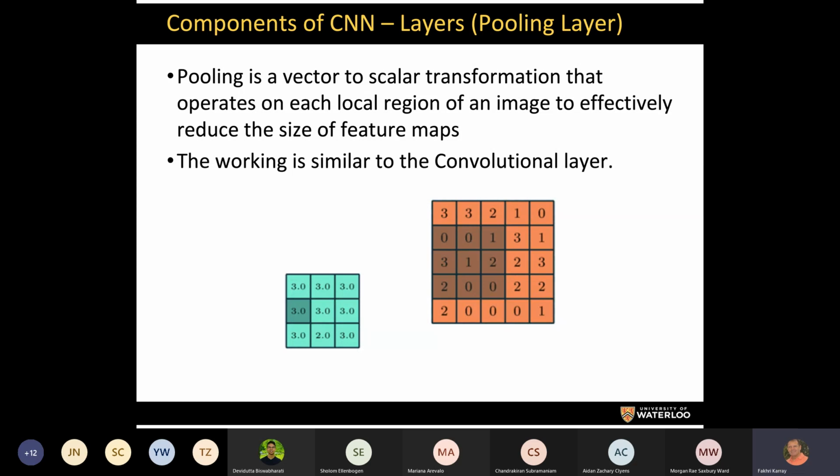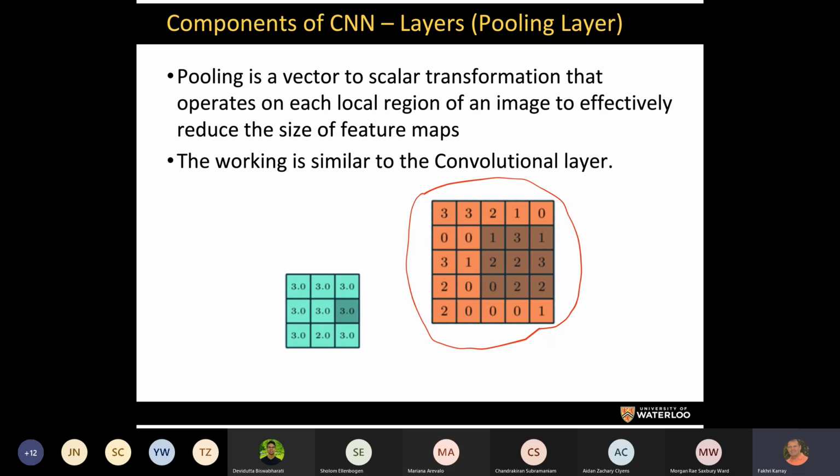Now the pooling. I also received some questions about the pooling, and I wanted to repeat all of these things so that all of you understand what we mean by that. So the pooling is basically a downsampling. So imagine that our convolution layer has given rise to this particular matrix, but this is still a large matrix. So even if we go from 8 by 8 to 5 by 5, it is still a large matrix to compute. So what we do, we apply what is known as the pooling. So the pooling is a vector to scalar transformation that operates on each local region.